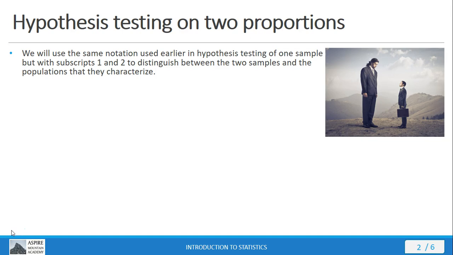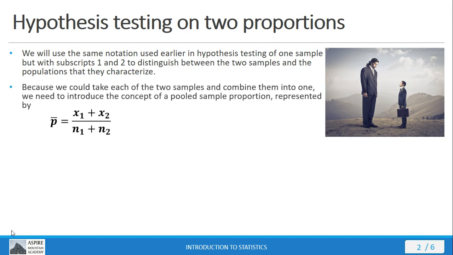And to distinguish between the two, we're going to give a subscript 1 to parameters and statistics from one population and sample, and then we're going to give a subscript 2 to the parameters and statistics from the second population and sample. And typically the first sample or population that's mentioned is going to carry the subscript 1. The one that's mentioned second in your problem statement is going to be the one with the subscript 2.